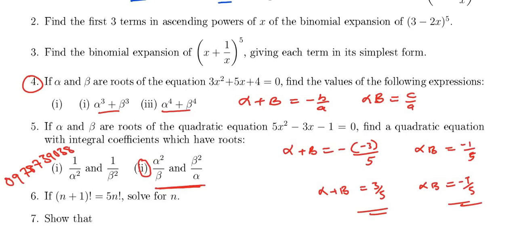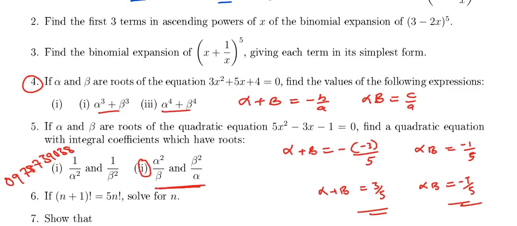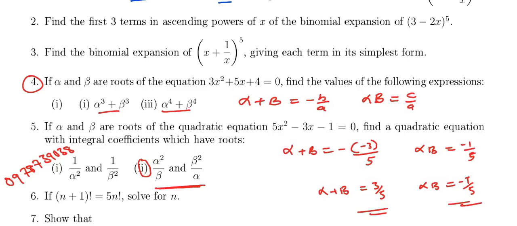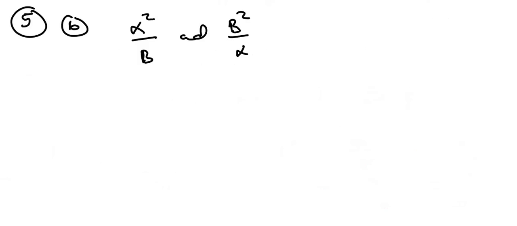So that's question number 5. Question number 5b is the one that I'm doing. Then you attempt number 4, the first one, because the first one is a little bit easy. No wonder I'm suggesting to do this one here. So they're giving us alpha squared over beta, and there's beta squared over alpha. That's what we have. So now we're looking for the sum.